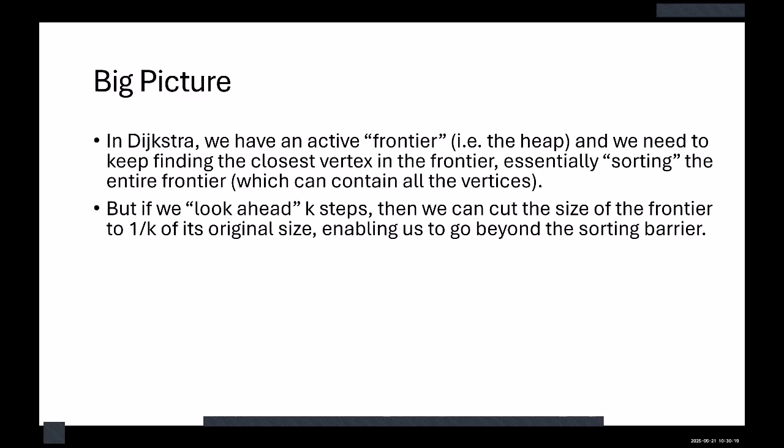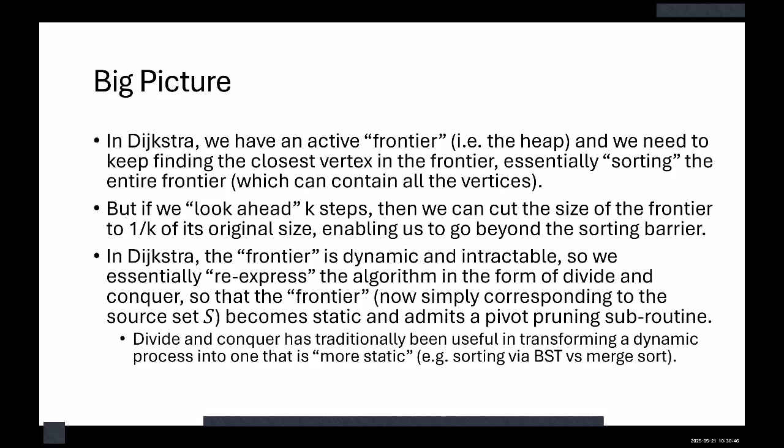And so what we are able to do to go beyond the sorting barrier is by looking ahead k steps. We recall that in the pivot pruning procedure, we use the Bellman-Ford forward k steps. So we look forward k steps, and then we use that to cut the size of the frontier to only one over k of its original size. Obviously, it has some overhead, so we balance it out and get a moderate time saving. So this eventually enables us to go beyond the sorting barrier, by looking ahead and cutting the size of the frontier.